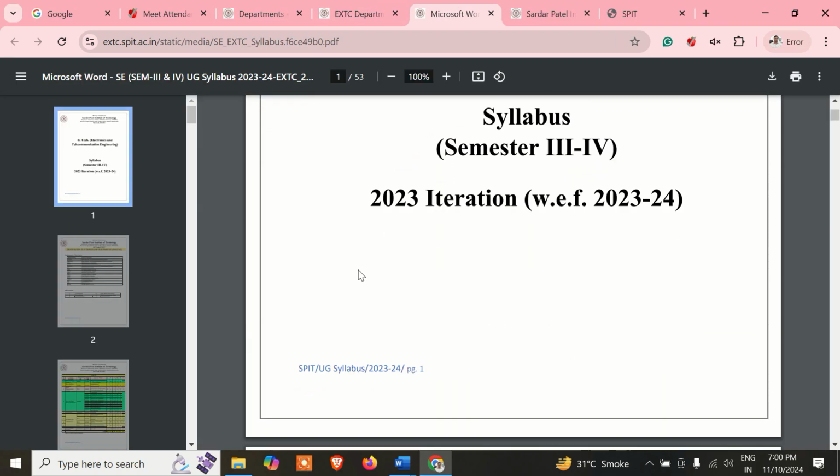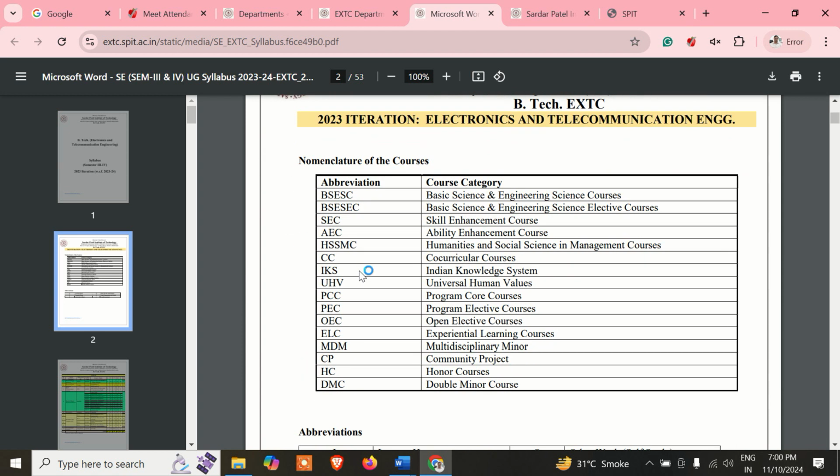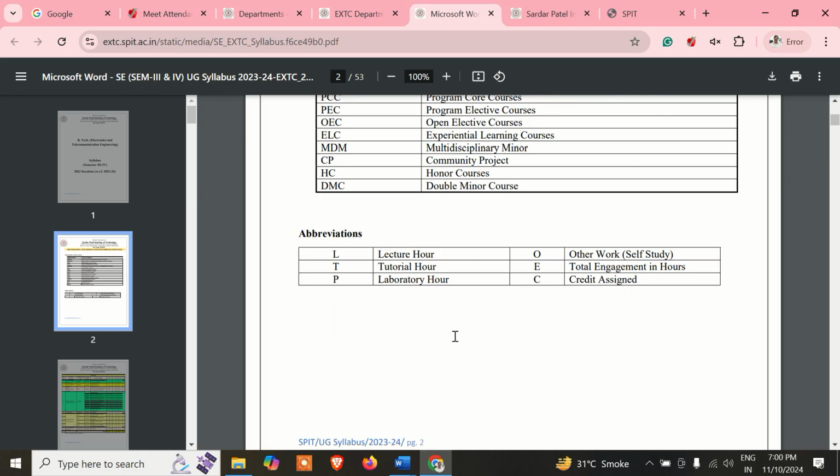Now, if you want to refer to a specific syllabus, let's say second year BTech Electronics and Telecommunication, the complete syllabus copy is available, particularly the abbreviations in the entire syllabus. You need to understand the demography of the syllabus, which of them are program core, which of them are program electives, which of them are open. Also, you can refer to the credit system and the teaching and learning process.